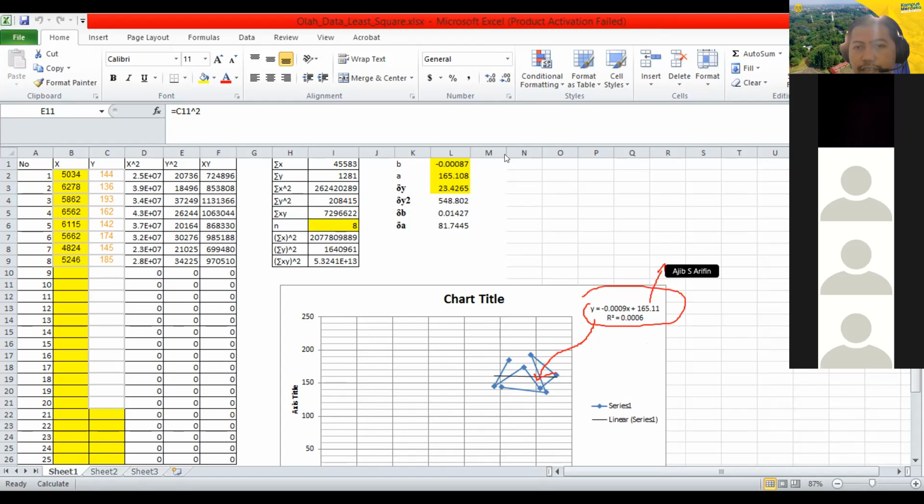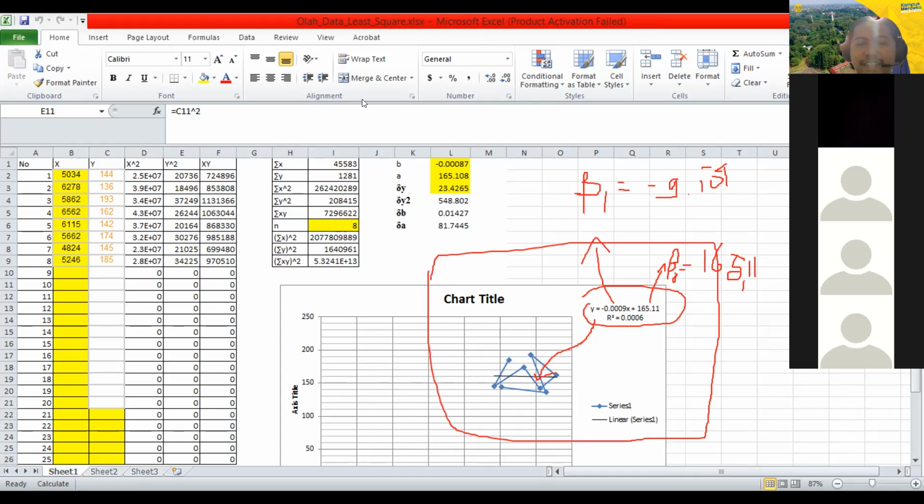So in this case, beta zero is equal to 165, and beta one is equal to -9 times 10^-4. Yeah, by using this software it is very simple, right? Do you agree with me? Yeah, I agree. Quite simple. Okay, thank you, Satyandika. Should I stop sharing? Yeah, okay.